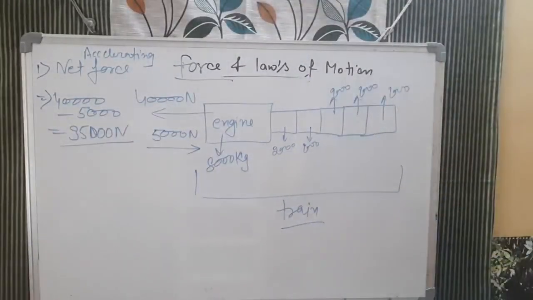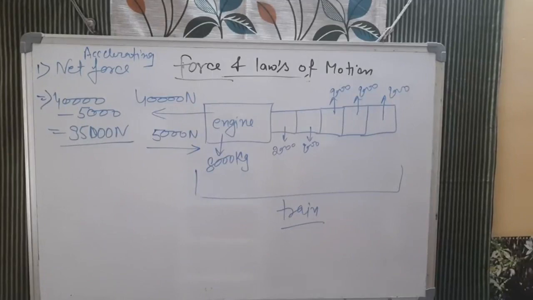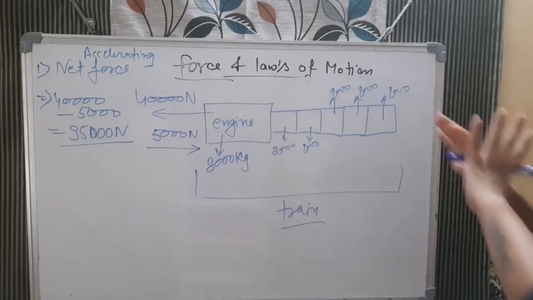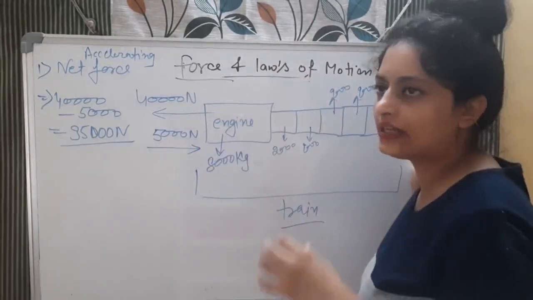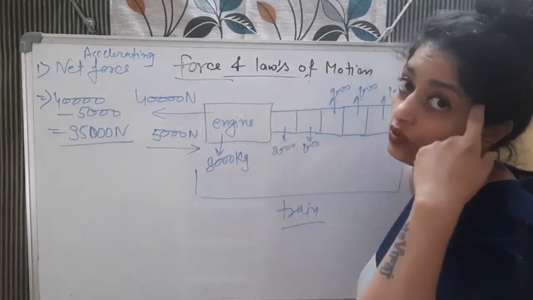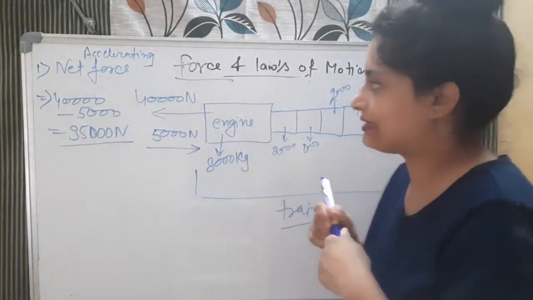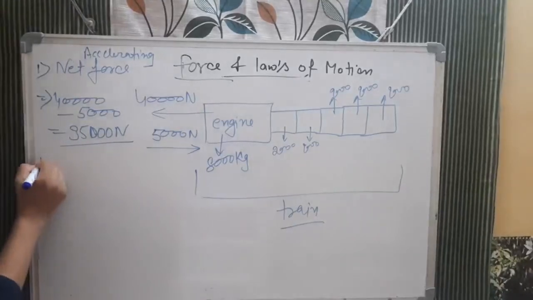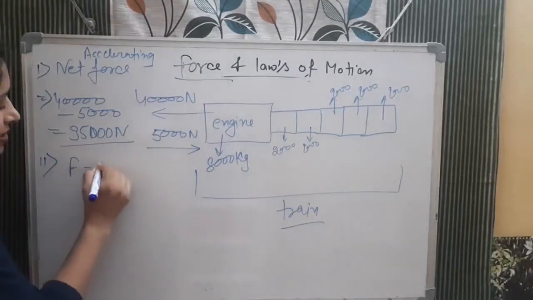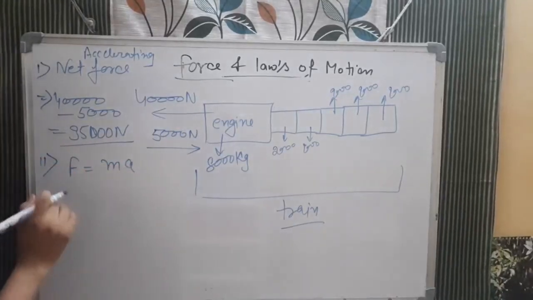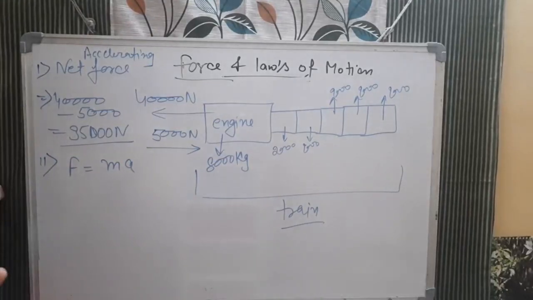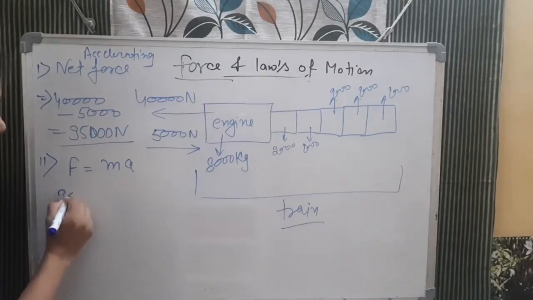Now the second part is what? In the second part it is asking about the acceleration of the train, this complete part. So again we all know force is equal to mass into acceleration. Which force will we use? We are talking about the net accelerating force. So the net accelerating force is 35,000.